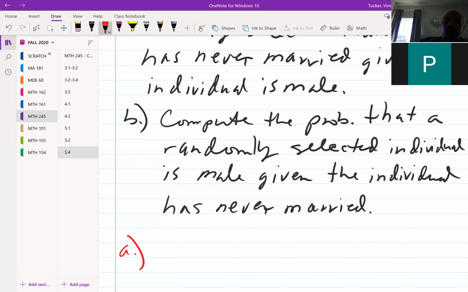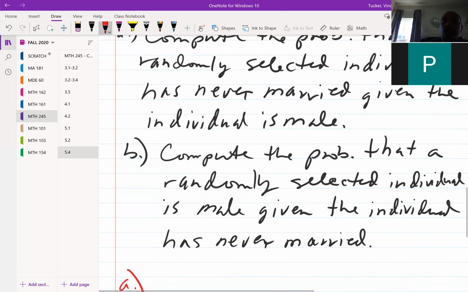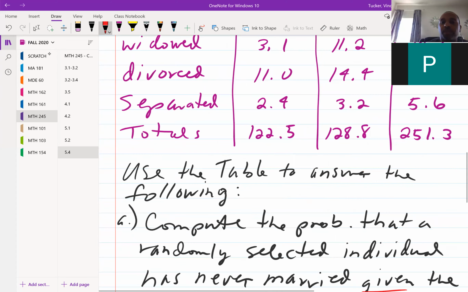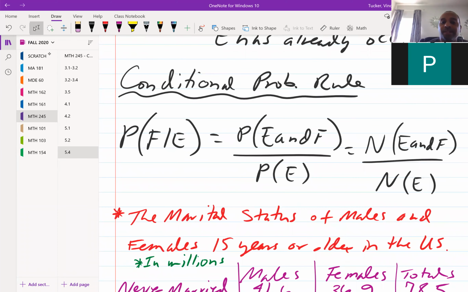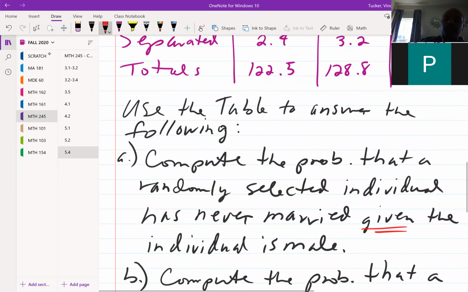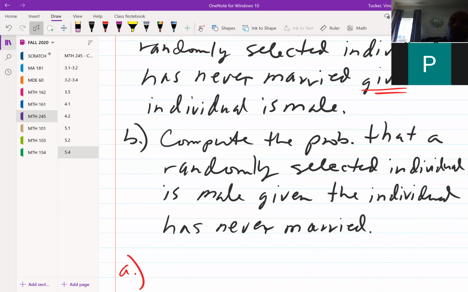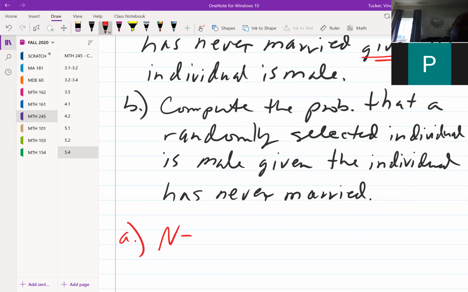All right, so to calculate the first one, we're dealing with that conditional probability. Notice the keyword there is given. Talking about a person that's never married, given the individual is male. So when we're talking about this conditional probability, we go back and look at the formula. Notice what we need is E and F, either the probability of E and F or the number of E and F, and then the probability of E or the number of E. So let's establish what E would be. The first category we got is never married. So let's call it N for never married.